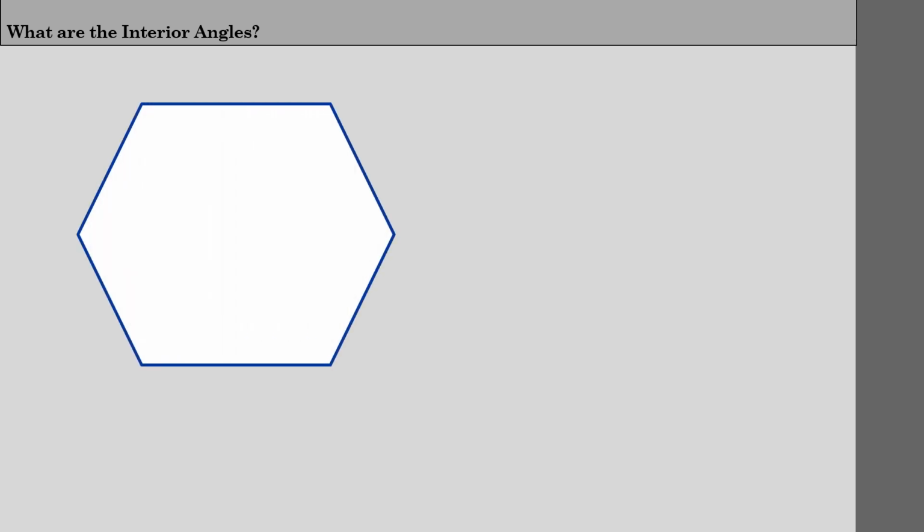So here we are talking about the interior angles. How can we calculate interior angles? How can we find interior angles? So this is a shape of my polygon. My interior angles are self-explanatory. They're the angles which are inside the polygon.